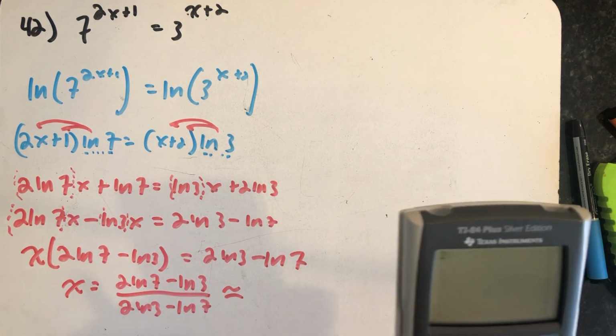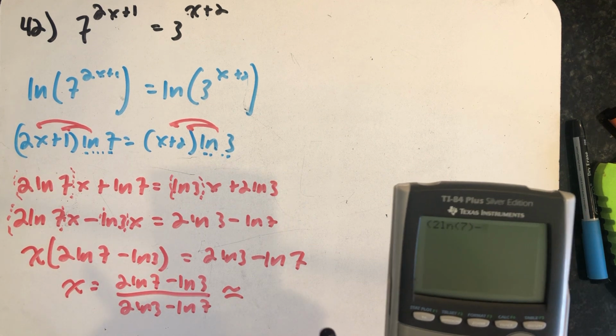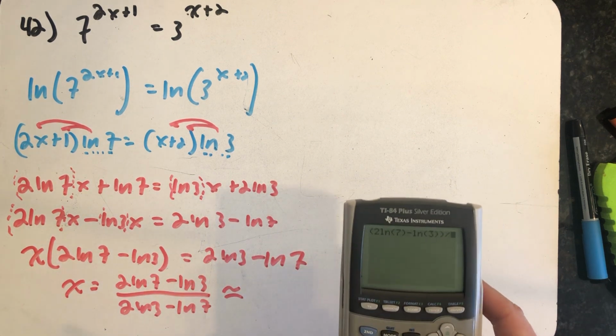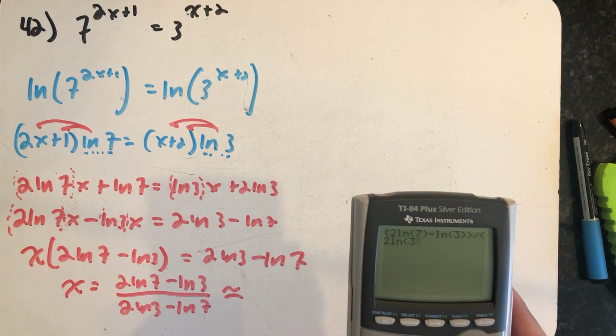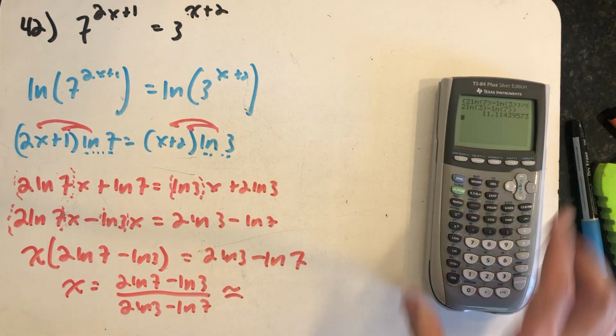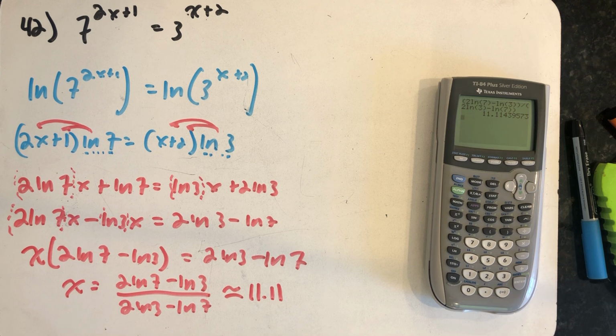So 2 times, well, let's be careful here, 2 times the natural log of 7 minus the natural log of 3. And I'm putting the numerator here in its own set of parentheses. Divide by the denominator, which will also be in its own set of parentheses. And let's see, I get 11.11. And there's our nice, happy, rounded solution. All right, so that took care of number 42.